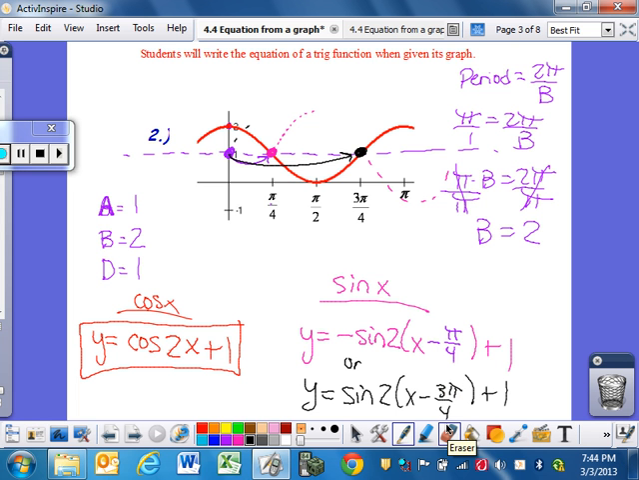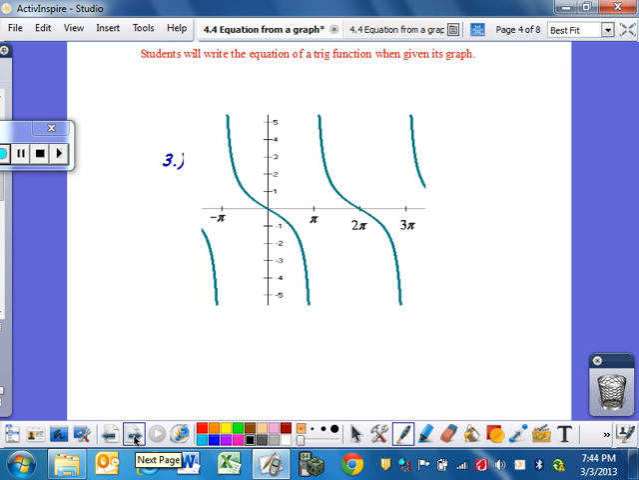So I just showed you, hopefully I didn't completely confuse you, 3 different possible answers for this one simple problem. All I'm going to look for is one of them. And more times than not, I feel like cosine is by far the easiest one to do. So it's just a matter of finding A, B, C, and D and dumping them into your equation.